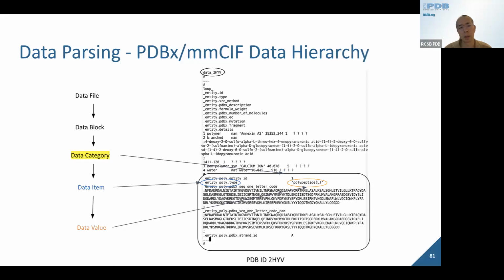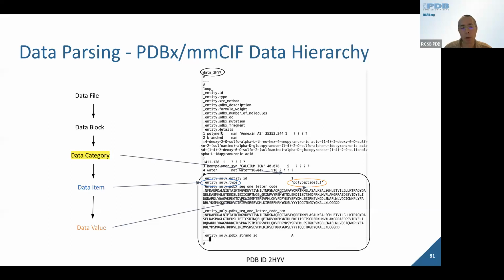To understand how this parser works, let's review the mmCIF data hierarchy one more time. At the top of this hierarchy is the data file which you downloaded from PDB, such as the one on the right, the data file for PDB structure 2H5V, which may contain multiple data blocks marked by the data underscore marker. In this case, it's data underscore and the PDB ID 2H5V. For PDB structure files, usually the contents are contained in the first data block.